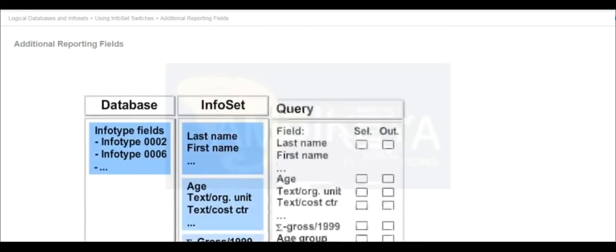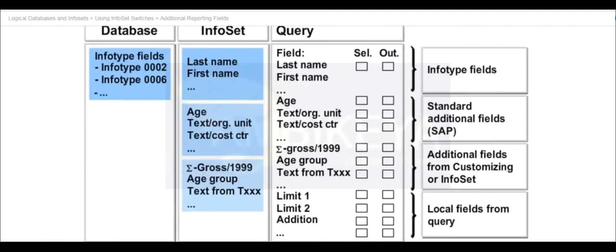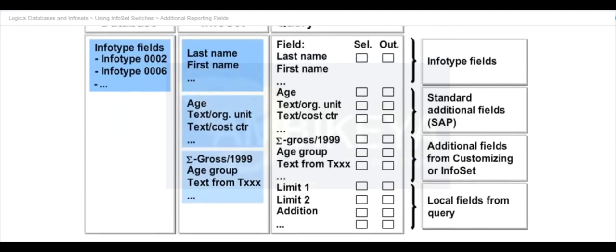The term additional fields covers all the fields that do not exist in the database table of the corresponding infotype, but that are available for reporting purposes. The additional fields can be grouped under the following categories. Standard additional fields. These fields are additional fields that are required by most customers. They are available in the standard system when Infosets are created.